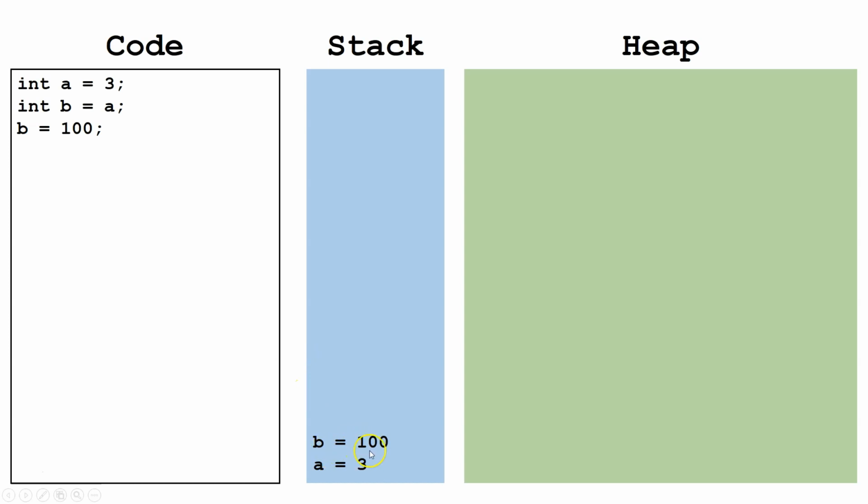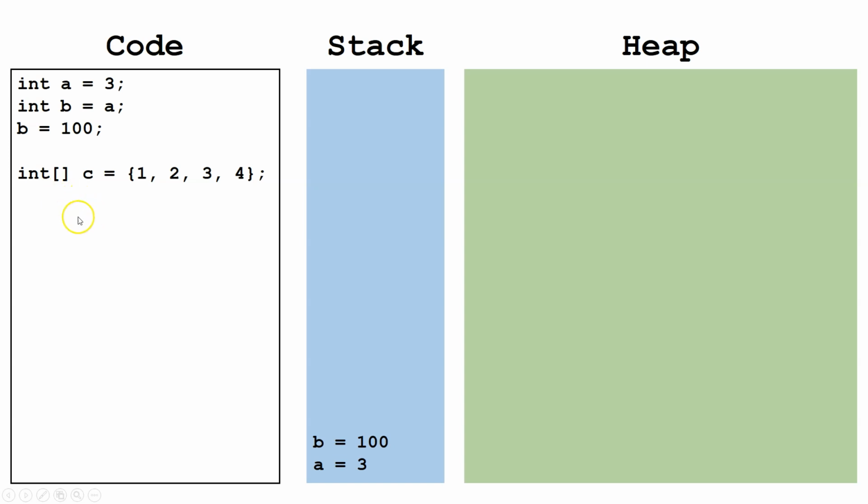We simply change the entry on the stack for b to equal 100. Next, we're going to take a look at some reference type variables. C is a reference type variable. We declare C as an integer array. We'll learn about arrays in detail later on.